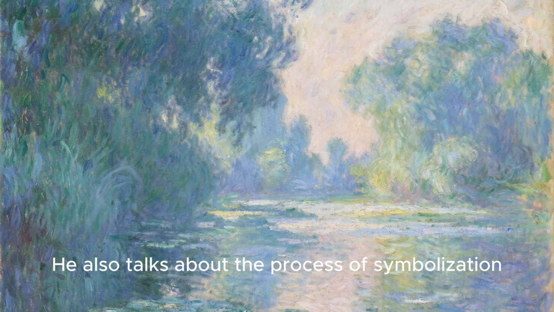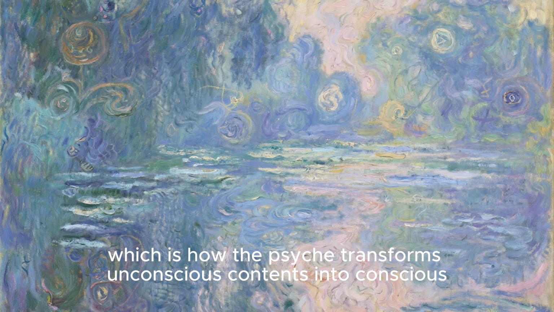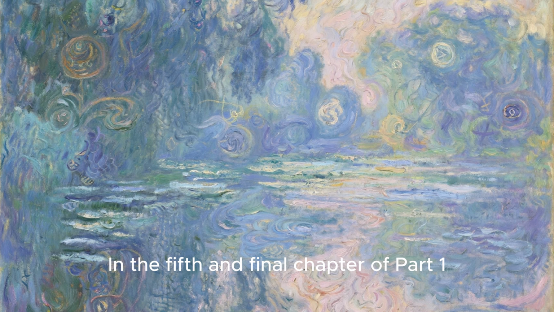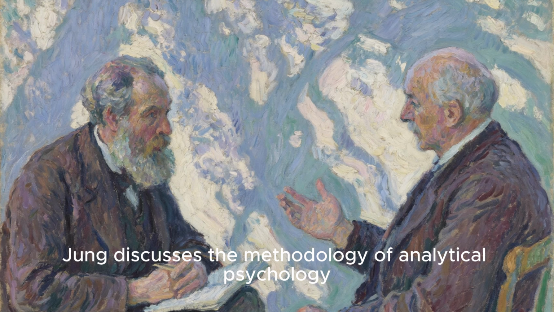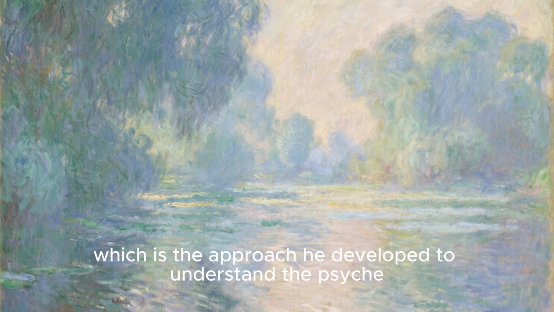He also talks about the process of symbolization, which is how the psyche transforms unconscious contents into conscious symbols that we can understand and interpret. In the fifth and final chapter of Part 1, Jung discusses the methodology of analytical psychology, which is the approach he developed to understand the psyche.